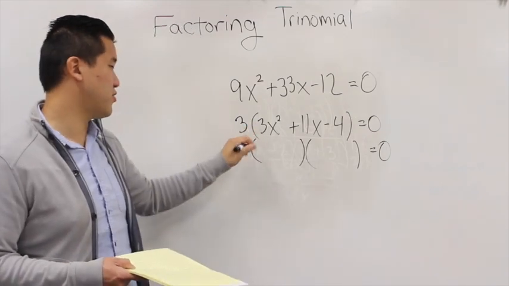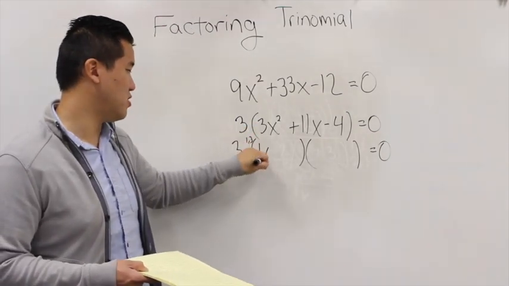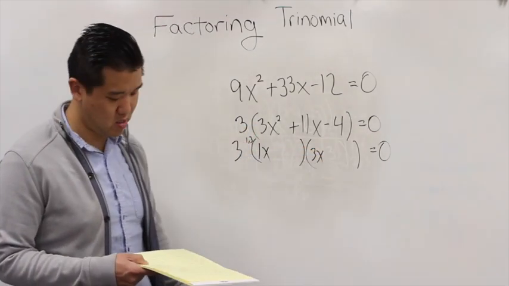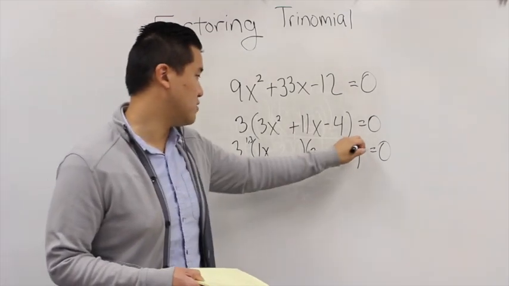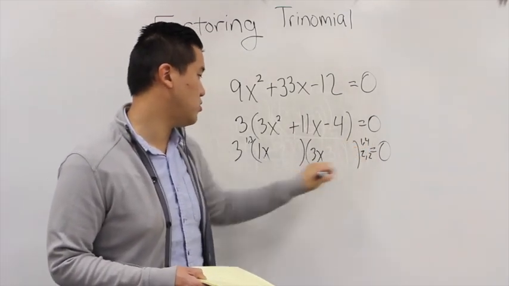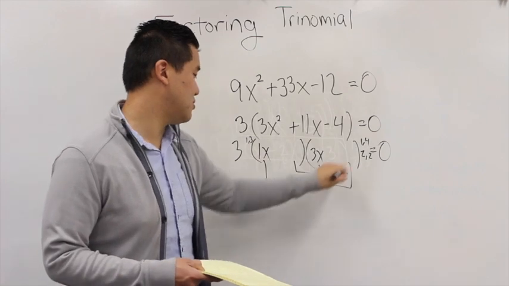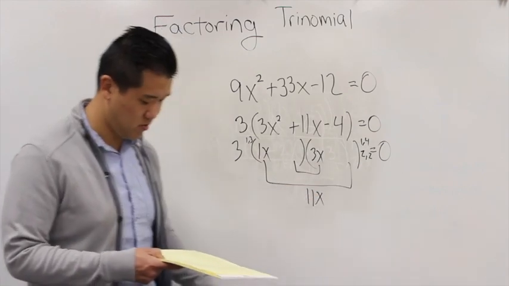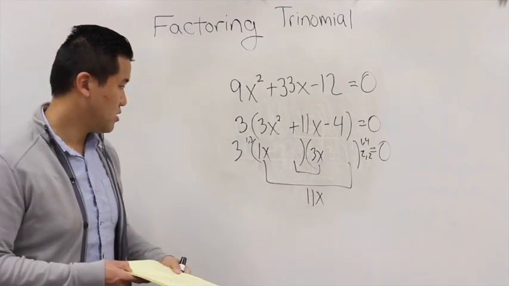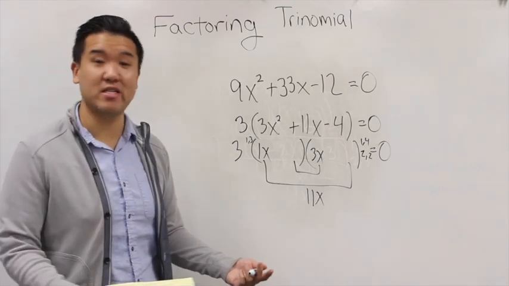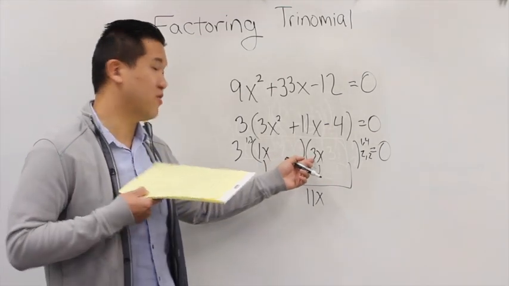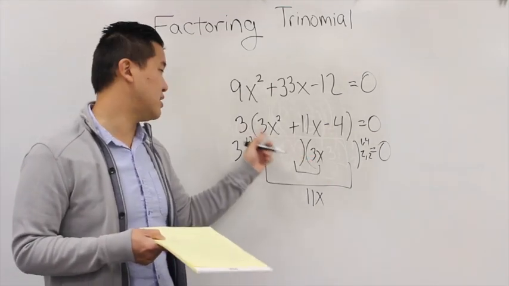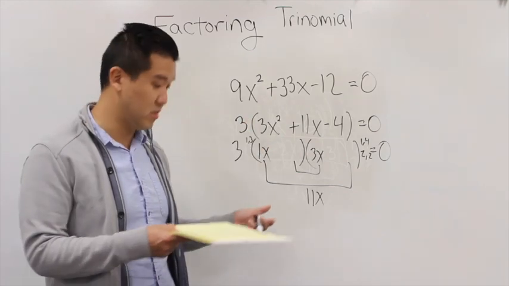So it's factors of 3. That's 1 and 3. So it's 1x, 3x. There's only one option there. And then factors of 4, which is 1 and 4, 2 and 2. It has to add up to 11x, or the B term. From here, we just have to test it because we have a 3 here. So our A value is technically not 1, so it's a little bit harder. We have to test it.